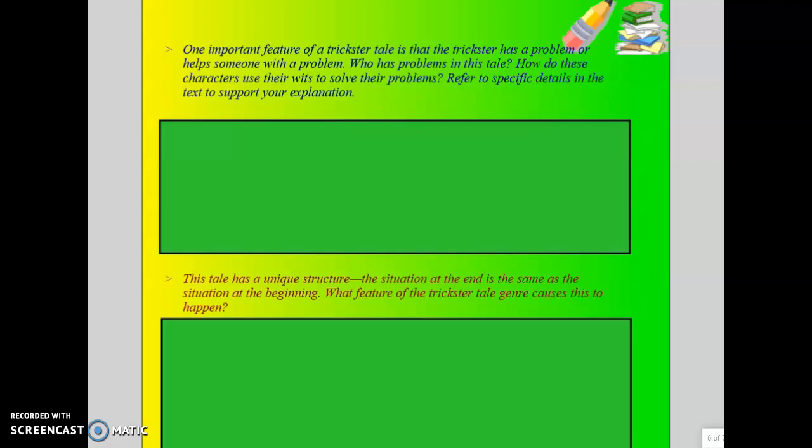Now, you're going to be reading a trickster tale on your own today, and you're going to be answering questions like this. So think about this. How would you answer this question? Let me read it again. One important feature of a trickster tale is that the trickster has a problem or helps someone with a problem. Who has problems in the tale that we just read? And how do these characters use their wits to solve their problems? You have to refer to specific details in the text to support your explanation. Since we're not in the classroom together to write this together, I went ahead and wrote mine.